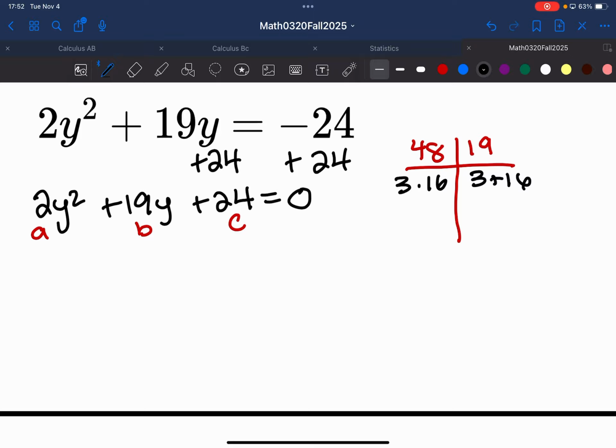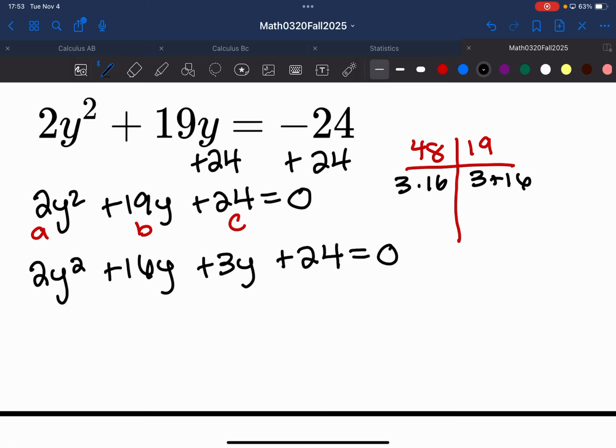And hopefully when you saw 3 and 16, you noticed, okay, hey, I've got to stop here and see if those would add up to 19, which it does. Okay, so then I write that. So 2y squared plus 16y plus 3y plus 24 equals 0. Okay, so I took 3 and 16 and put them here. And I decided to flip them so the 2 would go with the 16 and the 3 would go with the 24.